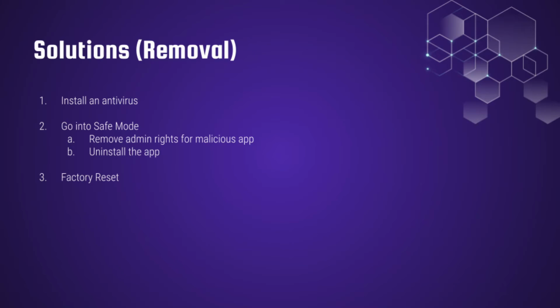Installing an antivirus may be tricky. Ideally, you would have it installed before you get infected, but let's say you didn't and you ended up with malware on your device. You can try and install an antivirus to help remove the malware. However, some malware may try to interfere in this process. Another option is to go into safe mode, remove admin rights for malicious apps, and uninstall them. And finally, a last resort is to do a factory reset.